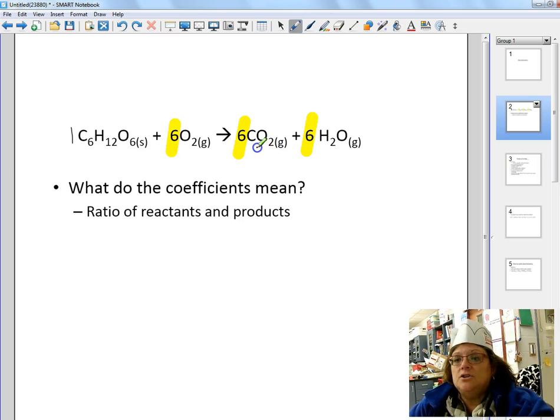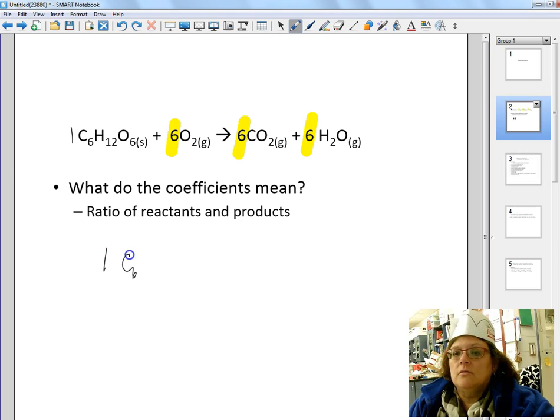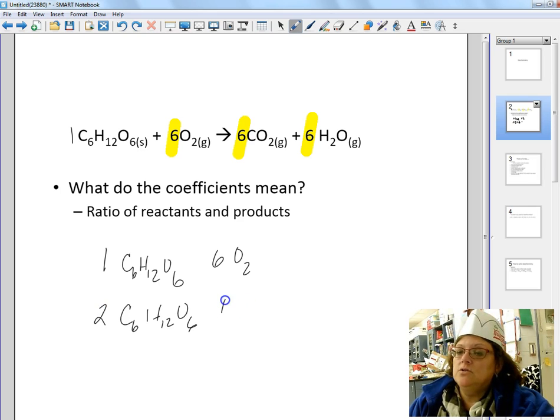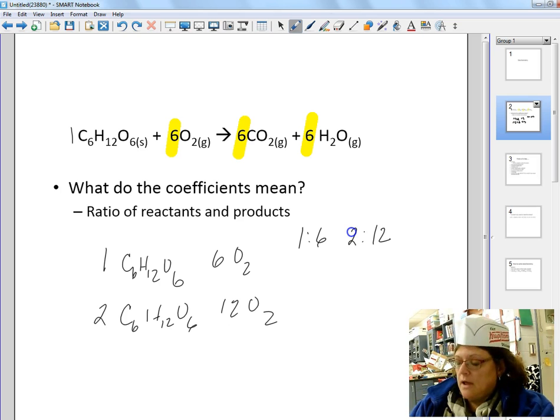And it's a ratio. If we think of these coefficients as ratios, 1 to 6 to 6 to 6. So we know that for every one sugar, we know we need 6 oxygens. So if we had 2 sugars, how many oxygens would we need? We would need 12. So on and so forth. That's a ratio. Okay, 1 is to 6 as 2 is to 12. You guys have learned that in math.